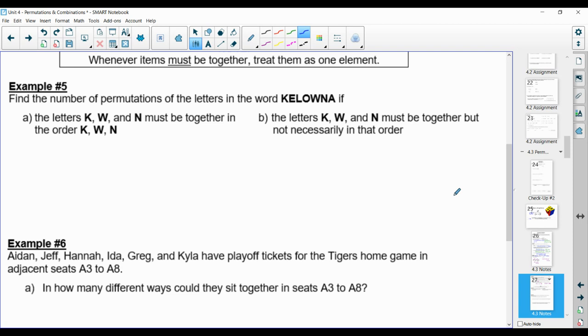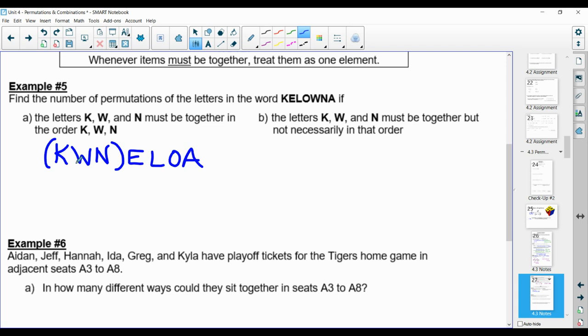The next one says, find the number of permutations of the letters in the word Kelowna if the letters K, W, and N must be together and they have to be in the order K, W, N. So whenever I'm working with words, I find it helpful to write out the scenario. So K, W, N has to be together, and that's going to leave me with E, L, O, and A. And I don't know about you, but sometimes when I'm doing these, I have a tendency to miss some letters. So I'll always go back and double check that I've got everything I need. There's a K, E, L, O, W, and A. I have all the letters for Kelowna, so I'm good to go.